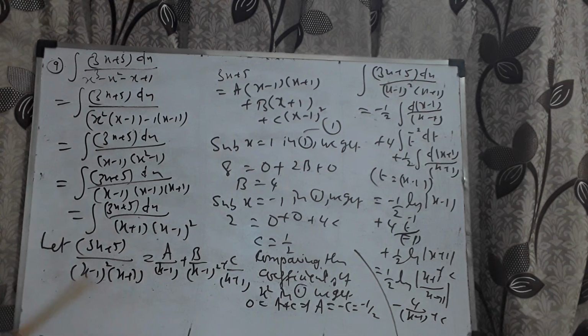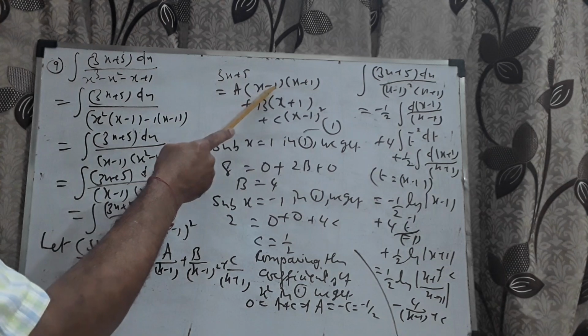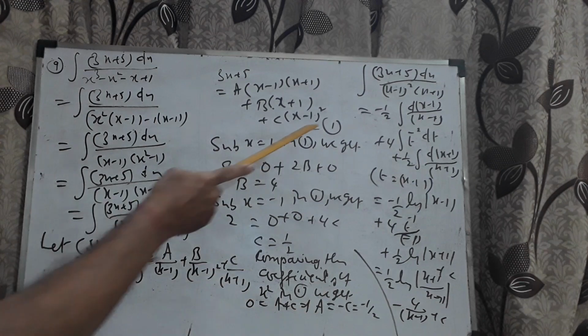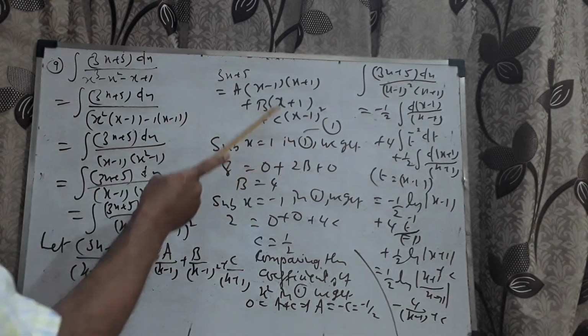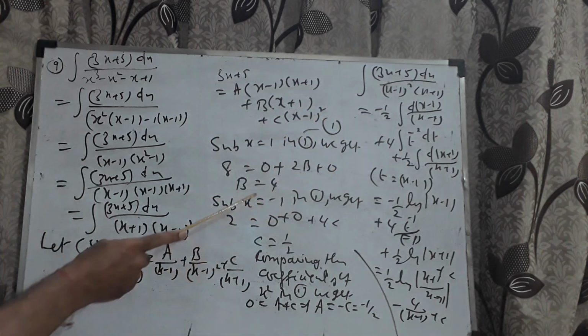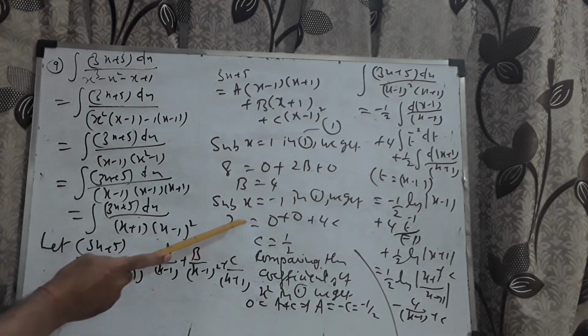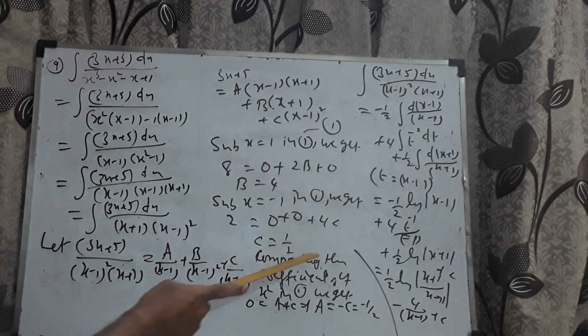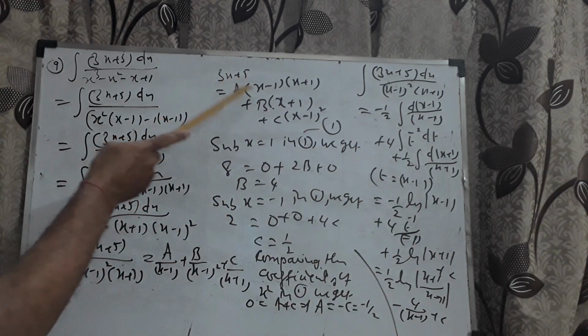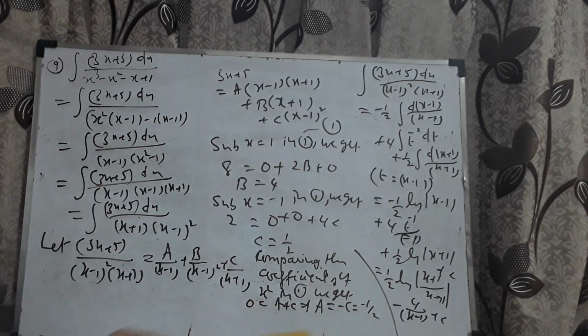Now the whole lot becomes a by (x-1) plus b by (x-1) whole squared plus c by (x+1). After taking LCM and cancelling out the denominator, 3x+5 is equal to a into (x-1)(x+1) plus b into (x+1) plus c into (x-1) whole squared. Call it 1. Substitute x equal to 1: 8 equal to 0 plus 2b plus 0, b becomes 4. Substitute x equal to minus 1: 2 is equal to 4c, c is half. Comparing the coefficient of x squared, 0 is equal to a plus c, a is minus c, which is minus half.